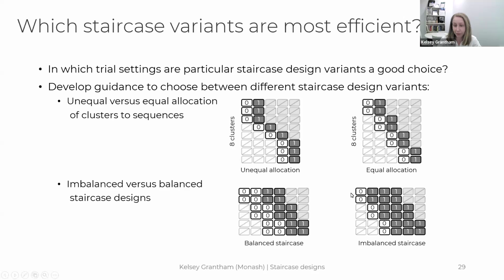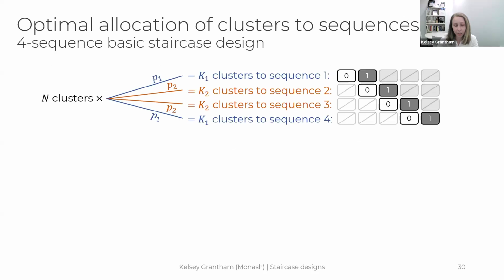So first I'll cover our main findings from the unequal versus equal allocation of clusters work, and then I'll talk about when balanced or imbalanced staircase designs are best. To keep things simple, I'll focus on the 4-sequence basic staircase design depicted on the right. The default choice would just be to equally allocate a pool of n clusters to the design sequences, but here we wanted to determine what the optimal allocation would be if we could allocate clusters unequally to sequences.